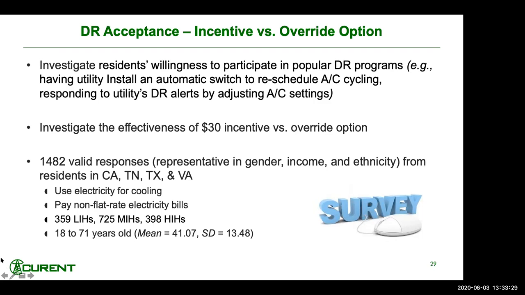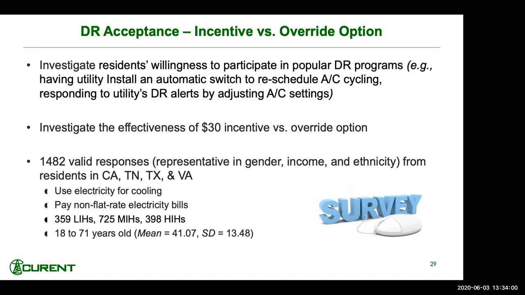And then we want to look at 2 approaches. One is giving people $30 as an incentive to do this demand response program. The other one is giving people an override choice, like, hey, you can decide whether you want to participate or not. And so we look at about 1,500 participants from 4 states: California, Tennessee, Texas, and Virginia.